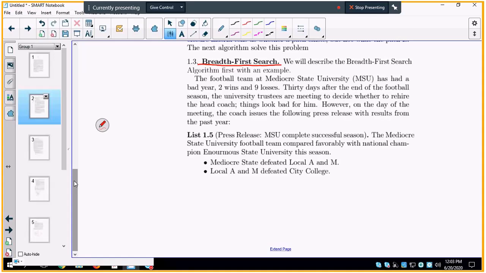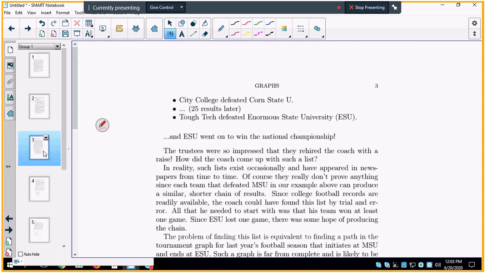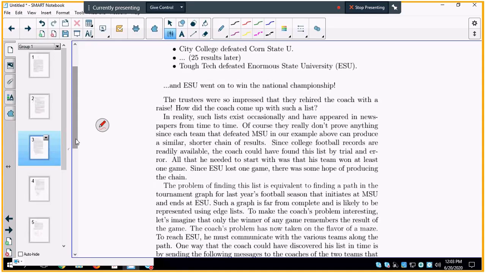But on the day of the meeting, the coach issues a press release with the following results. So the press release says that ESU was the national championship that year, and the coach has found this chain. His team, MSU, defeated local A&M. Then local A&M defeated City College. City College defeated Corn State University, and 25 more results later, some other school defeated Enormous State University, who went on to win the national championship.